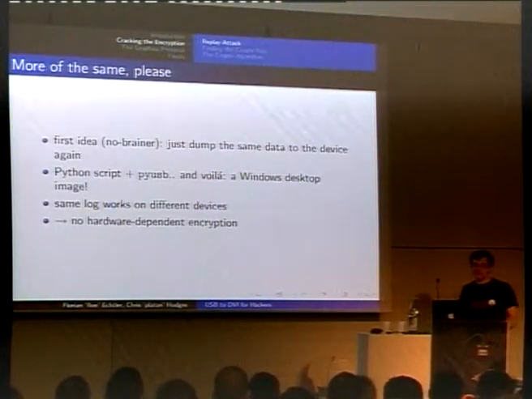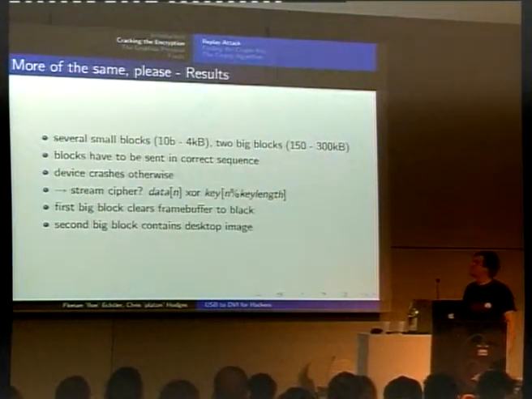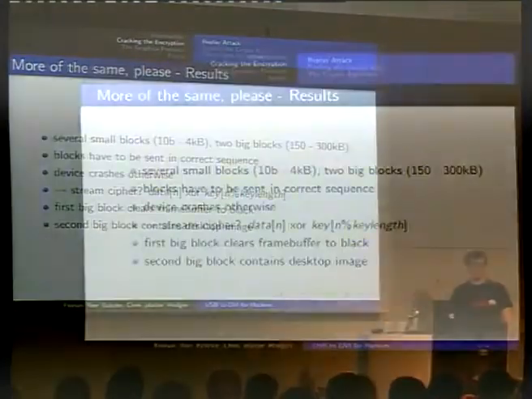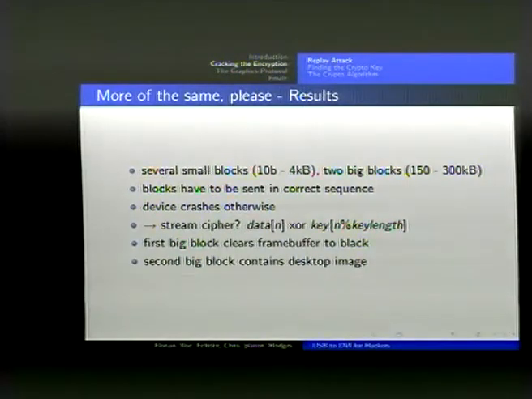When you look at the data which is sent to the device, then you have some small blocks of at most 4 kilobytes, and we have 2 very big blocks. And these blocks have to be sent in the correct sequence, otherwise the device starts flashing wildly and crashes. And this, again, allows the conclusion that maybe a stream cipher is used here.